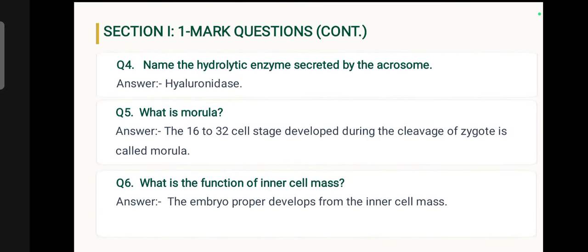Name the hydrolytic enzyme secreted by the acrosome. It is hyaluronidase. What is morula? The 16 to 32 cell stage developed during the cleavage of zygote is called morula. What is the function of inner cell mass? The embryo proper develops from the inner cell mass.